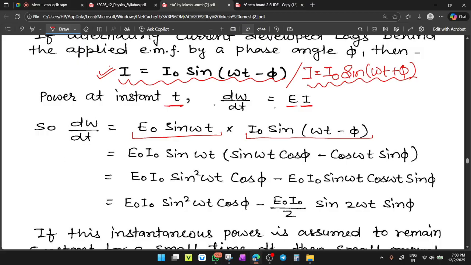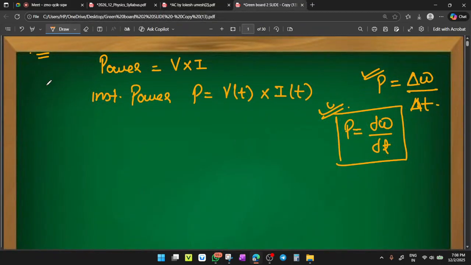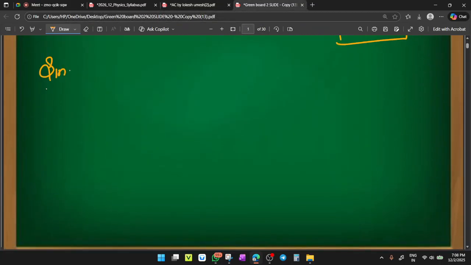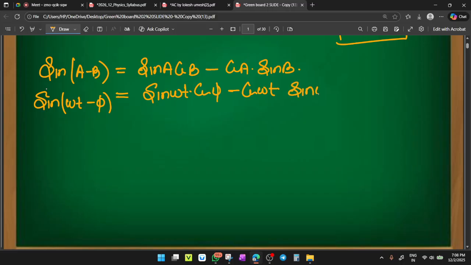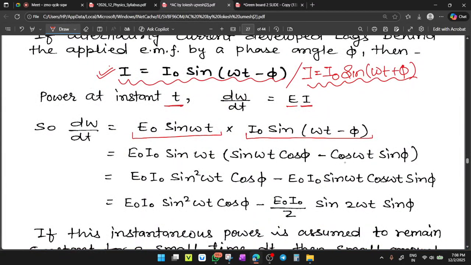Now open the relation for sin omega t minus phi. We have the formula from trigonometry: sin A minus B equals sin A cos B minus cos A sin B. Clear? So here it will be sin omega t cos phi minus cos omega t sin phi. So you can write this equation like this: sin omega t cos phi minus cos omega t sin phi.